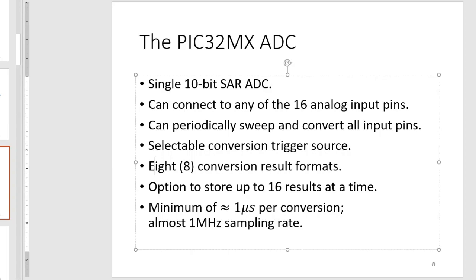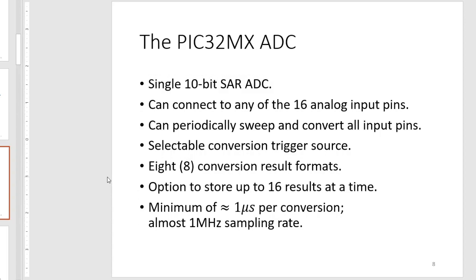Next, we have 8 different conversion formats. Since our output is just 10 bits, depending on your need, there might be a format that suits you better. Our ADC also has a buffer that can store up to 16 results at a time. And our ADC has a minimum of 1 microsecond per sample and conversion, which means that our ADC can sample up to almost 1 megahertz. But usually we don't go that fast, in order to ensure proper operation.